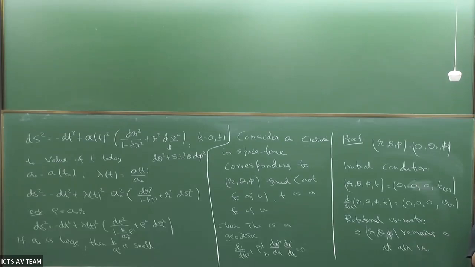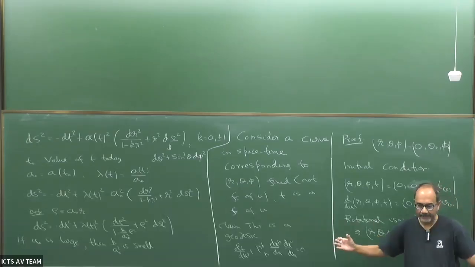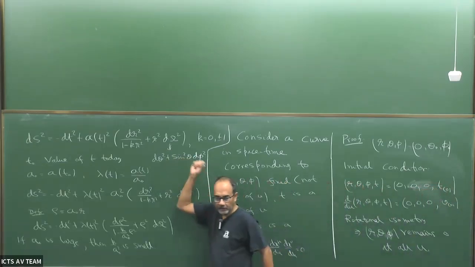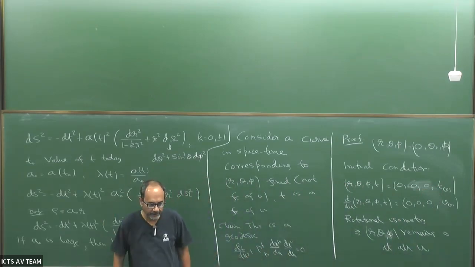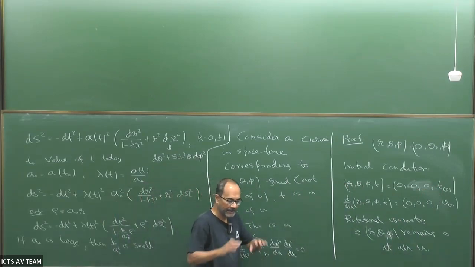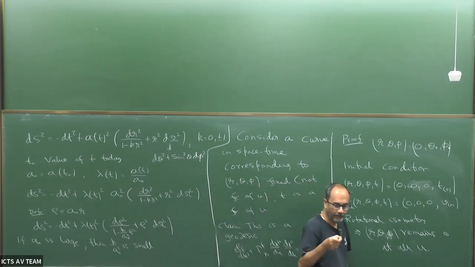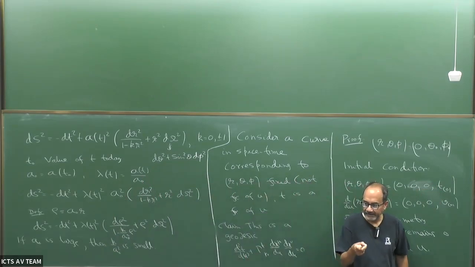Is this argument clear? Just by rotational isometry, if you think of a space time which is time varying, because A depends on time, so it's not flat Minkowski space, nevertheless, as long as you have rotational isometry, and you start from a point at rest, it must remain at rest, because by symmetry it cannot move in any direction. That's essentially this argument.